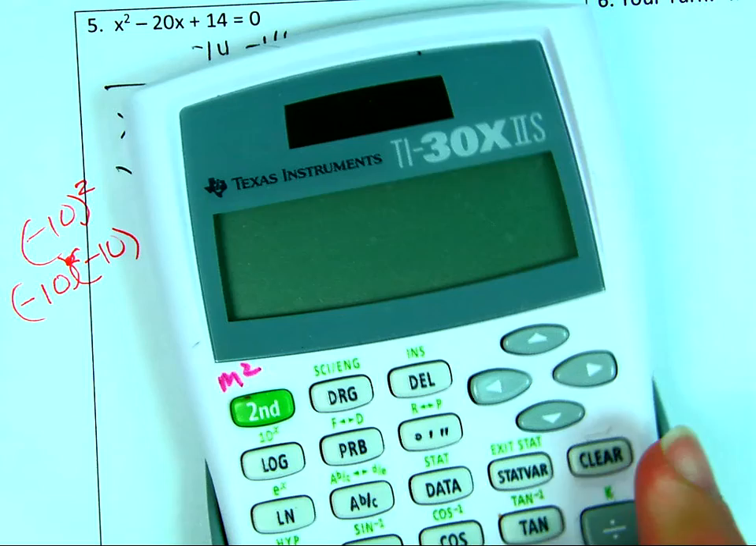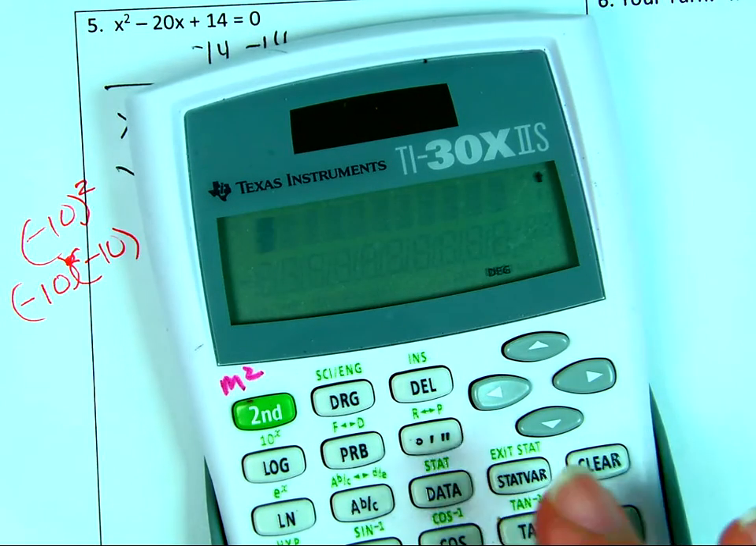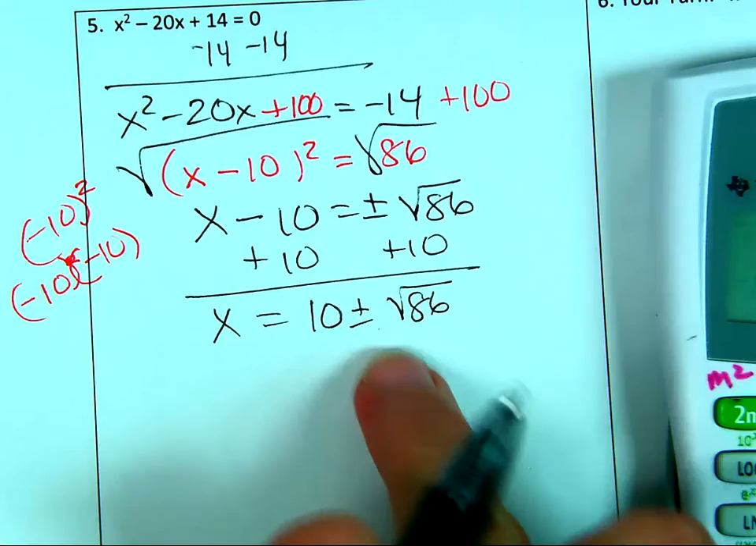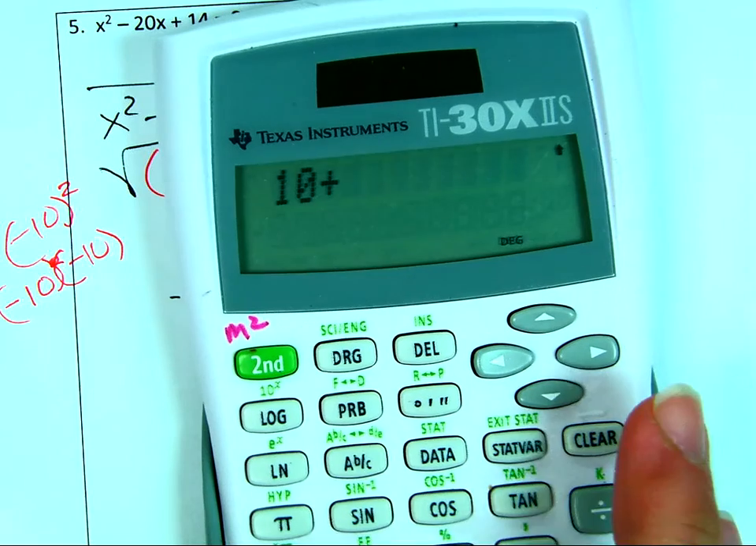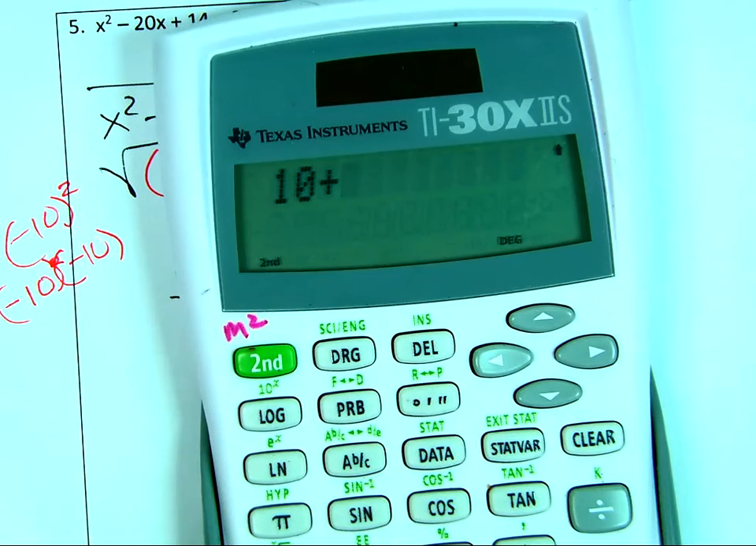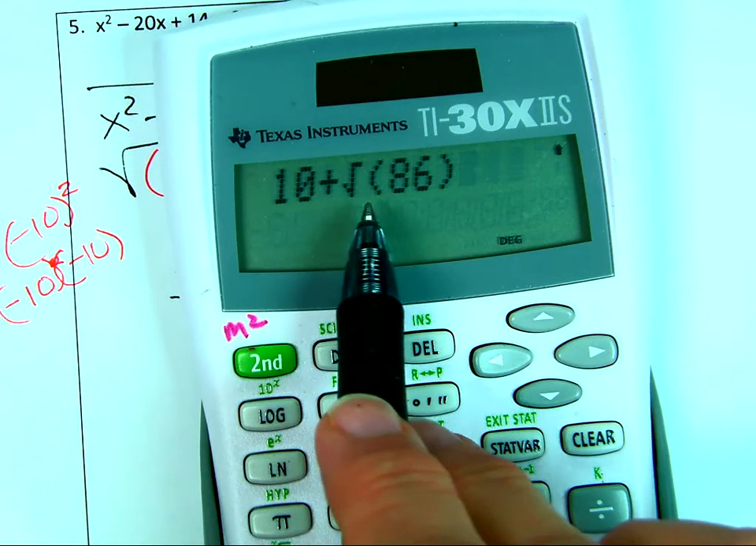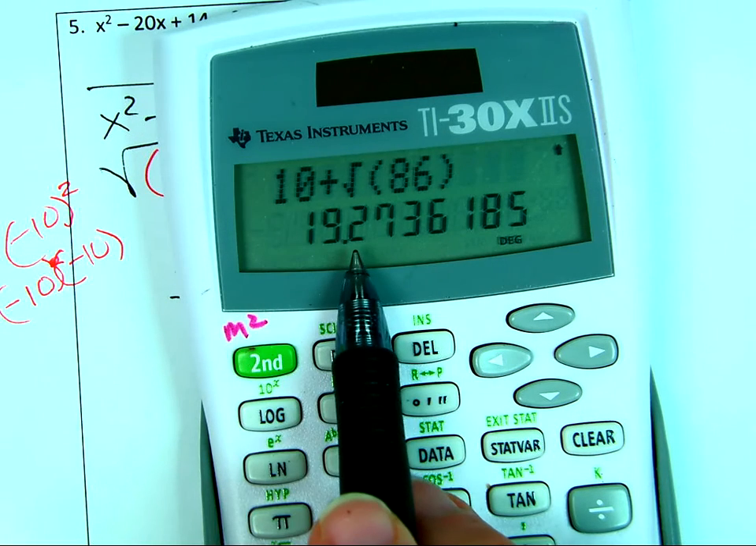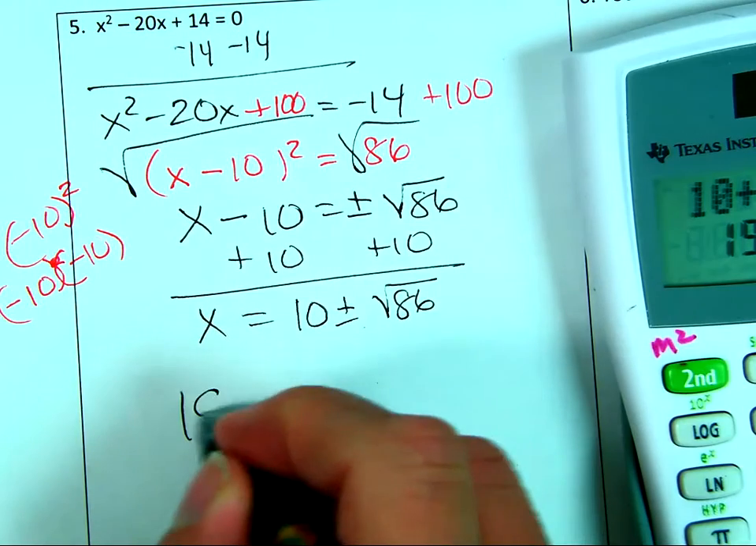So this is the kind of calculator I like. I'm going to say 10 plus. I'm going to use plus the first time, then I'll show you how to quickly use the backspace to get the minus answer. So this is 10 plus the square root of 86. That's one of my answers. I'm going to round to the nearest tenths, which is the first place after the decimal. The 7 tells me to round that 2 up to a 3. So I'm going to say 19.3.